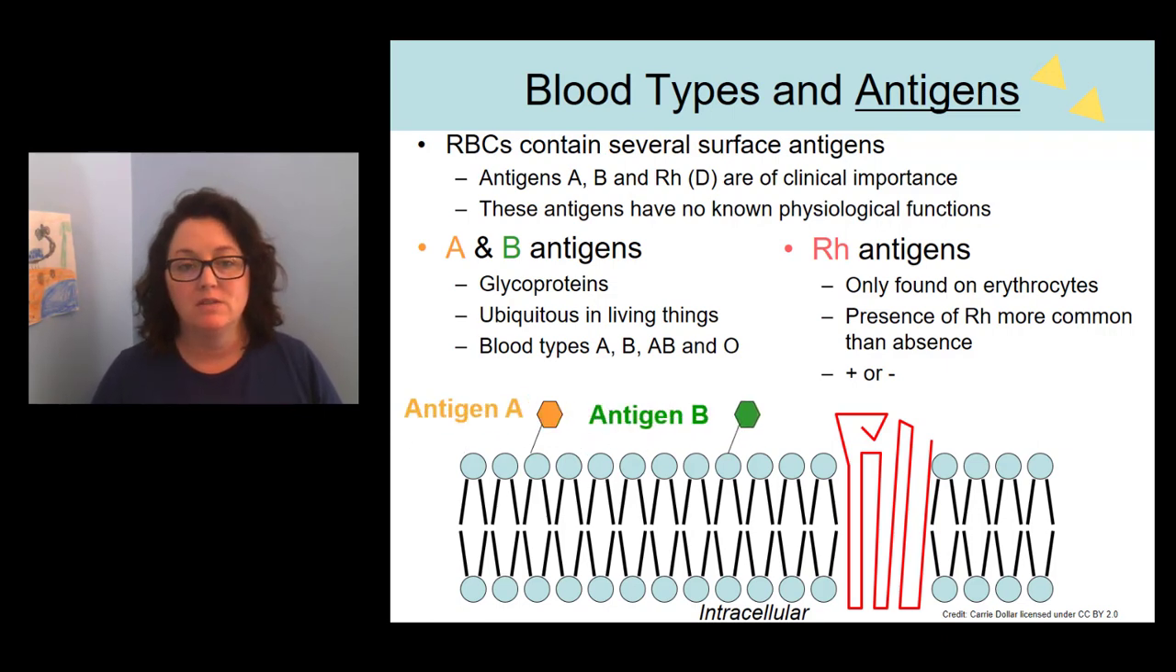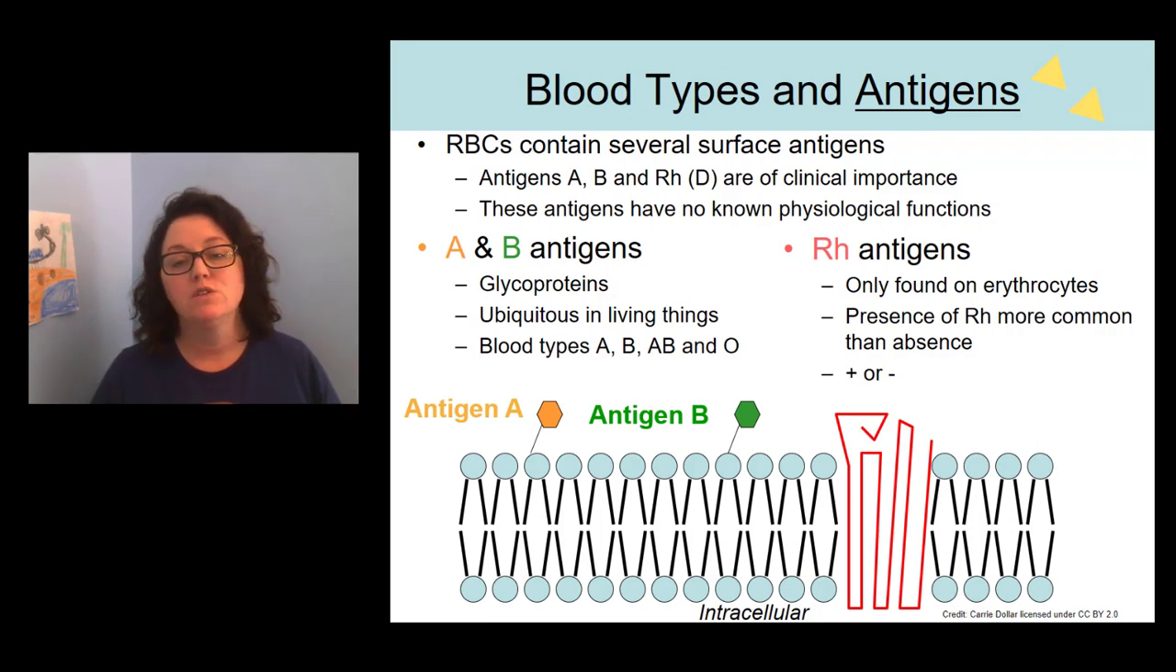And what that means is that pretty much any living thing, it doesn't even have to be an animal, it could be a banana, it could be a bacterium. Any living thing will have antigen A or antigen B on its surface, right? And this will become significant later.